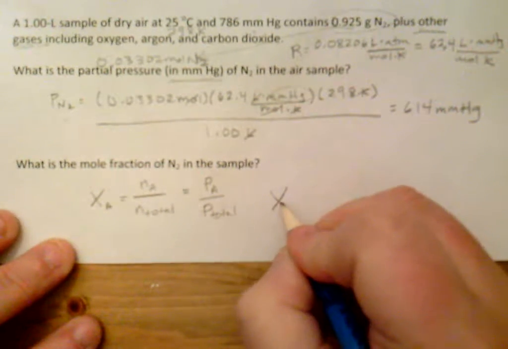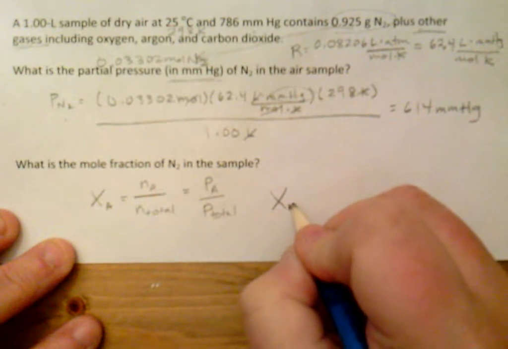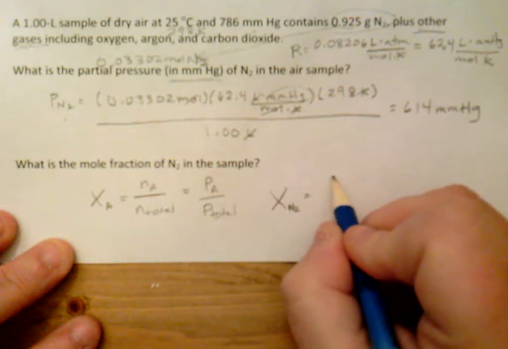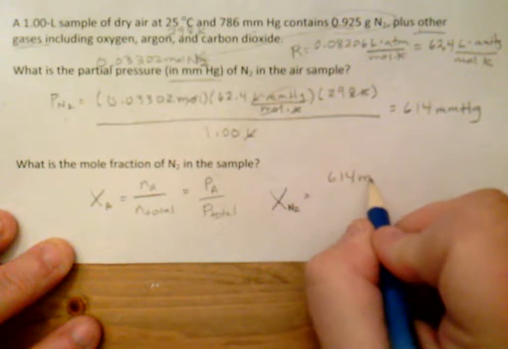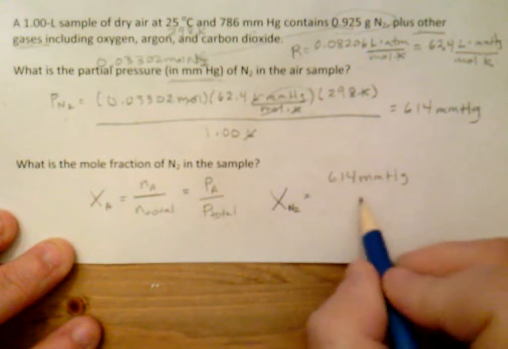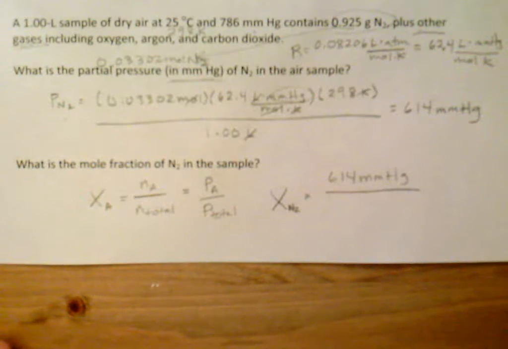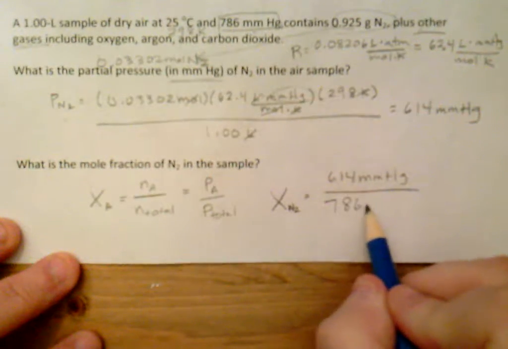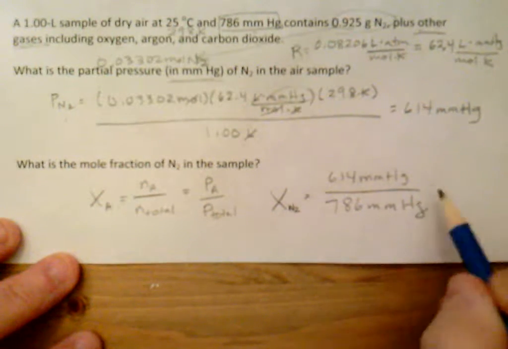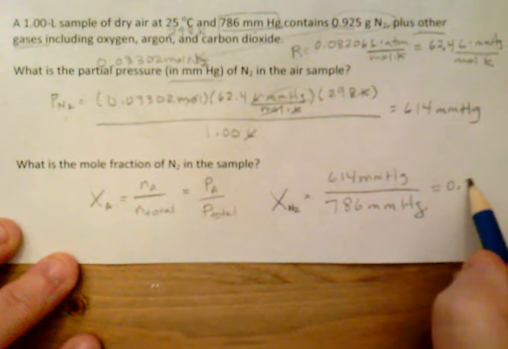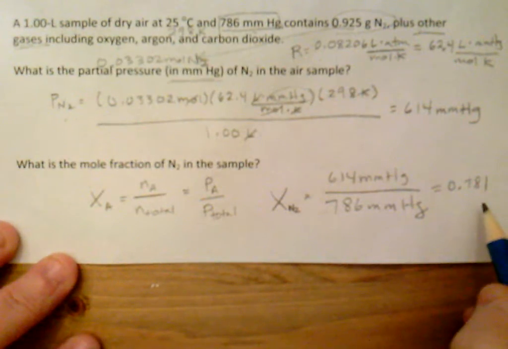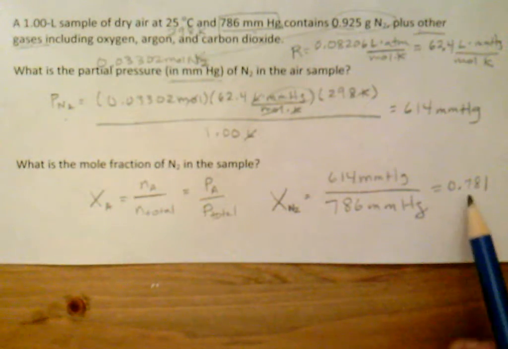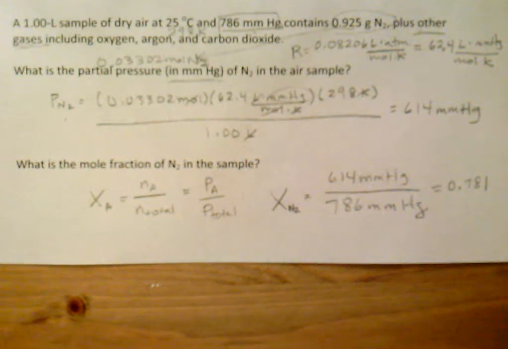Chi for N2, I should make that a capital N, equals the pressure of N2, which is 614 millimeters of mercury, over the total pressure, which I'm given in the problem, 786 millimeters of mercury. And my mole fraction turns out to be 0.781. Again, no units there. This is like a mole percent, remember? So that would tell us that there's like 78.1% nitrogen in the air sample, which is about right.